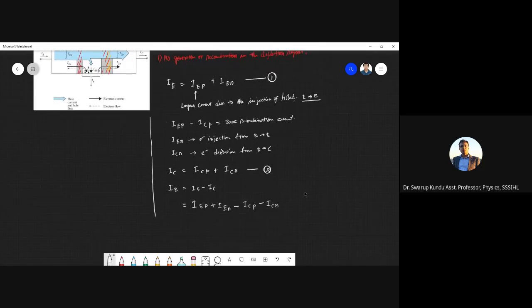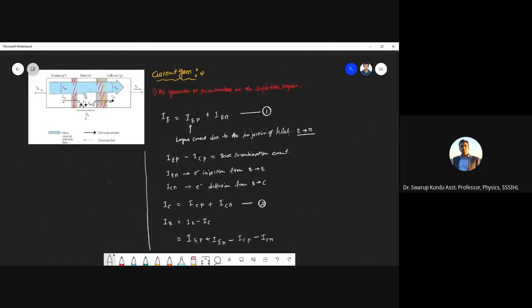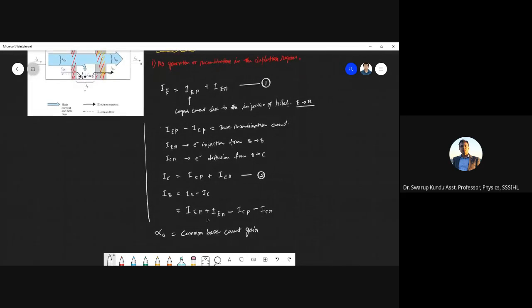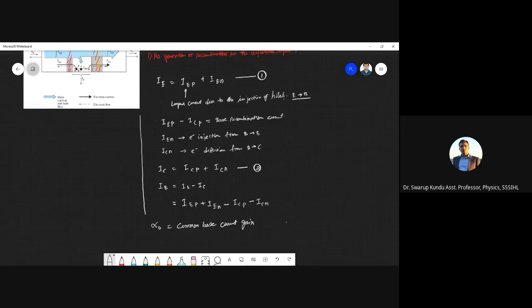And now we define one current gain, common base current gain. So let's define a parameter called alpha 0, which is called common base current gain. So common base term, because we are using this common base configuration, right? Whatever the configuration we are deriving, it is for common base configuration. And then we are defining current gain. So current gain is defined as ICP by IE.